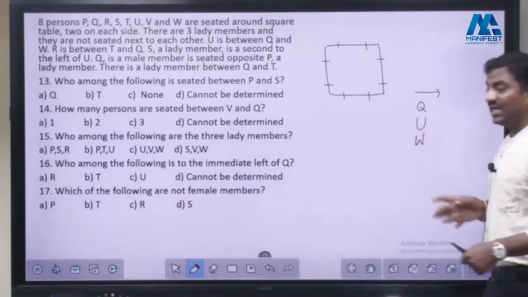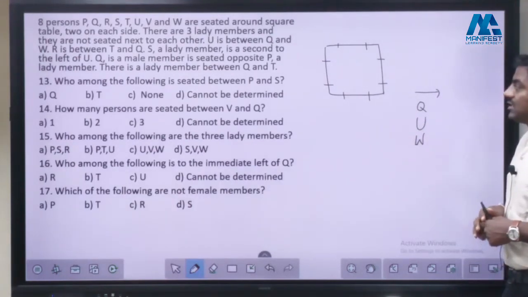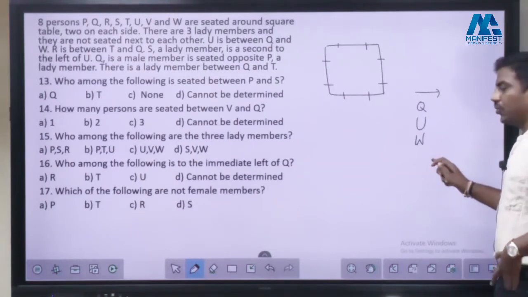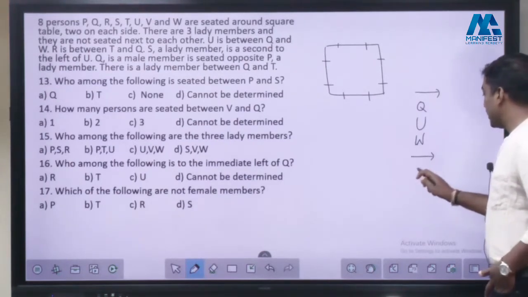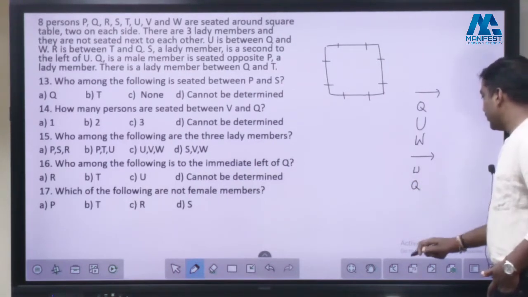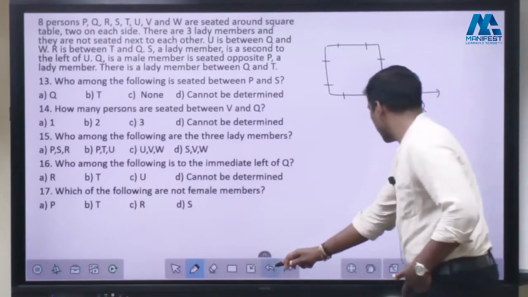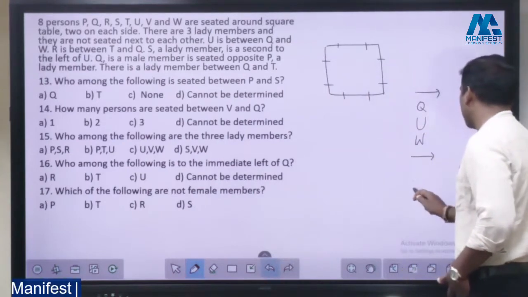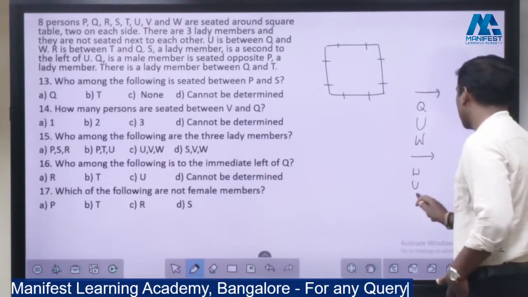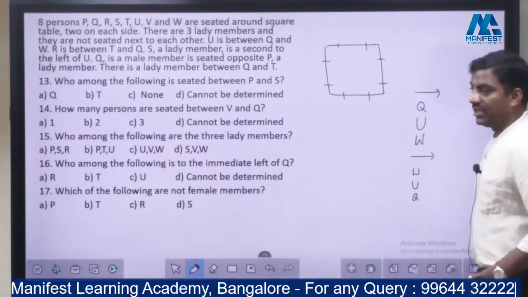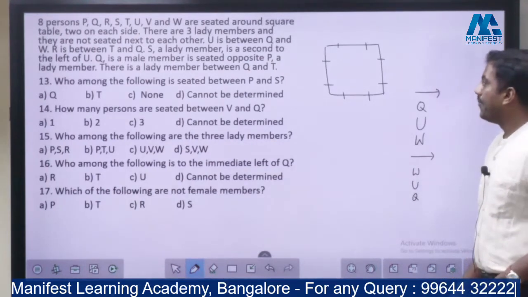But is this the final thing? That is, U sits between Q and W? This is not the final thing. One more possibility is there. That is Q is between, U is between, this is one more possibility. Yes? Yeah.